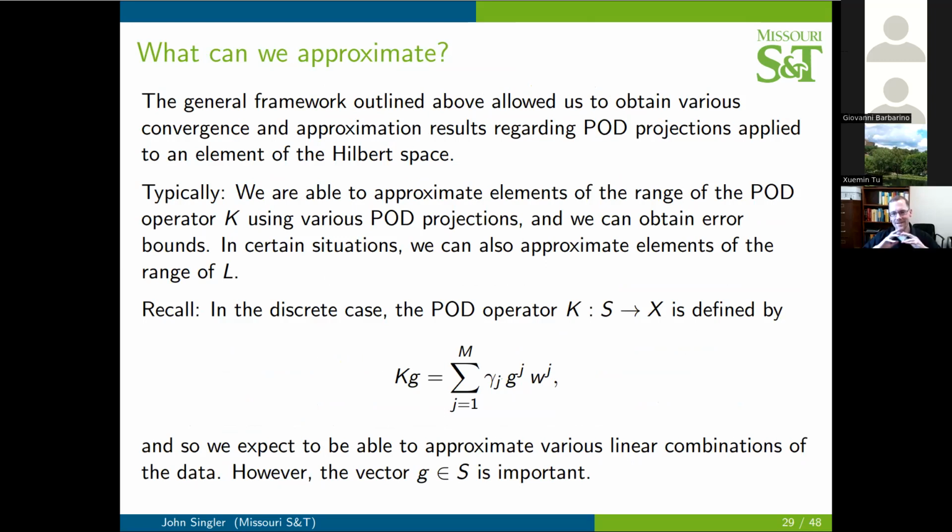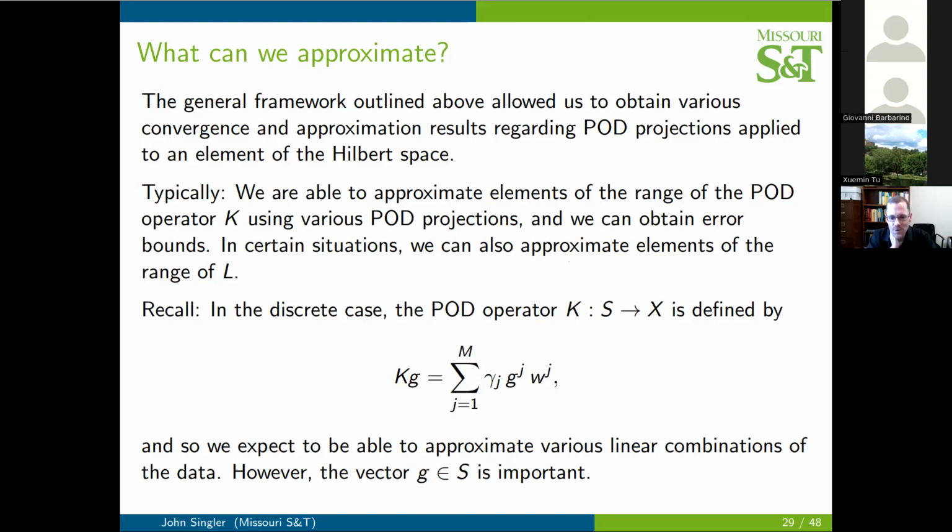Okay, so that's one piece. We talked about all these data approximation error formulas. I want to talk a little bit about a different question. And that question is, what exactly can we approximate? So we know we can approximate the data. We know we can approximate in sum of squares or integral norms. But what else? And when we looked at that general framework, Sarah and I were able to, I hope, get a good idea of what we can do.